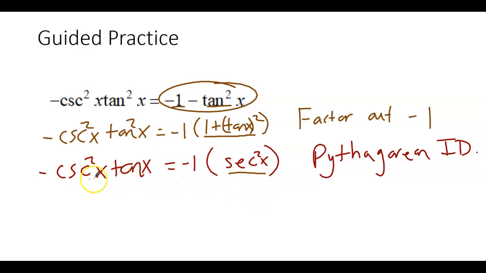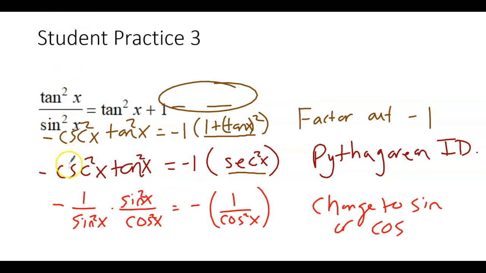The next step is to change everything to sine and cosine. So go ahead and do that. Pause your video and see if you guys can get that. When you unpause it, you'll see the answer. All right, so there's a result. We can replace cosecant squared with 1 over sine squared. We can replace tangent squared with sine squared over cosine squared. And then we can replace this secant with 1 over cosine squared.